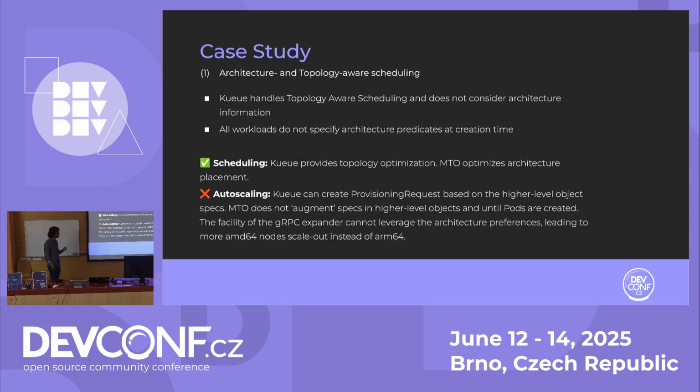And well, the first scenario that I tried to run is essentially architecture-aware scheduling with the Multiarch Tuning Operator and topology-aware scheduling with Kueue. And in this case, scheduling works just fine, which means Kueue can provide the information to enable topology-aware scheduling, while then the MTO, the Multiarch Tuning Operator, can optimize the architecture placement. There is one problem, though.